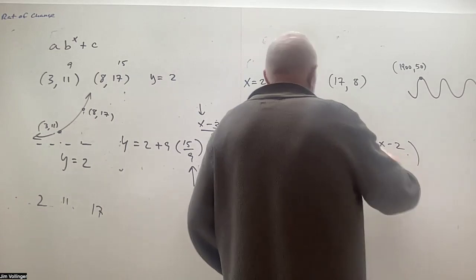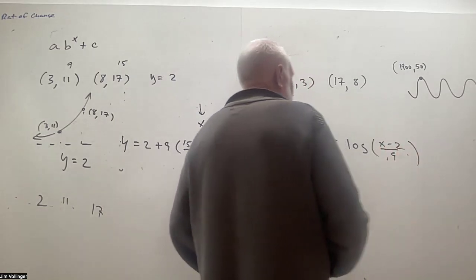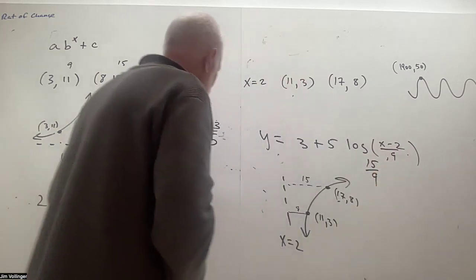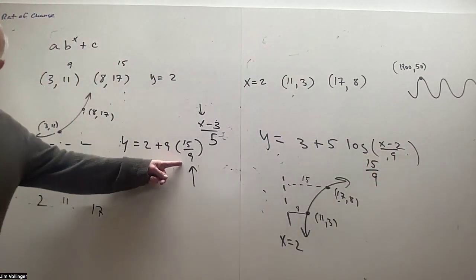All right, so now when I drop an 11 in, I get a 9. Right? When I drop a 17 in, I get 15 over 9. And that seems to be the inverse of this exponential base over here.